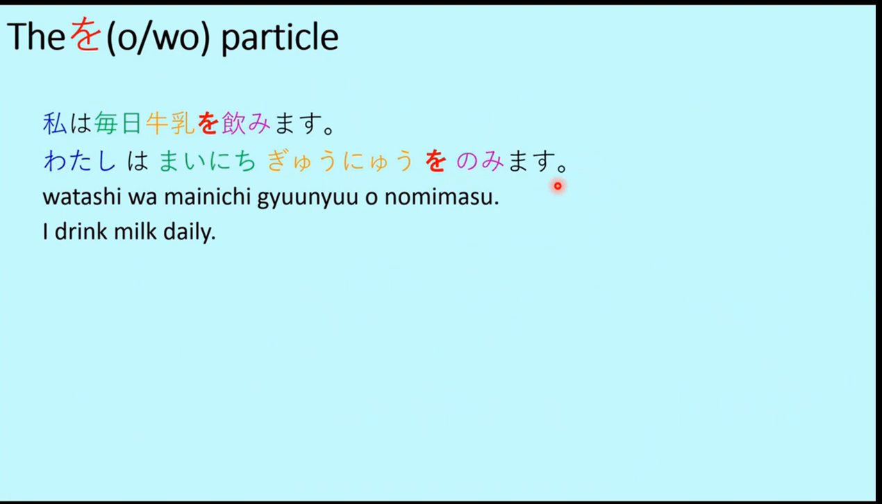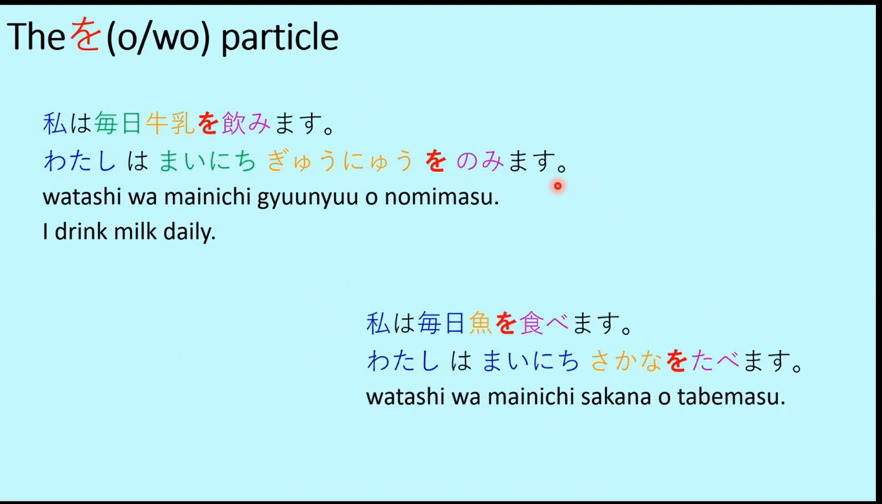In the last slide, we just saw drinking milk, gyunyu o nomimasu. Now we have extended the sentence using the adverb daily, which is mainichi in Japanese. Watashi wa mainichi gyunyu o nomimasu. Similarly, watashi wa mainichi sakana o tabemasu. So very easy to guess. It is I eat fish daily. Mainichi means daily or every day. Sakana o tabemasu. Eat fish.